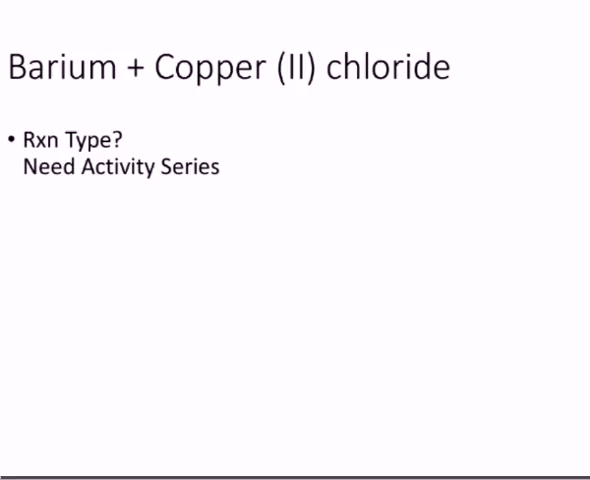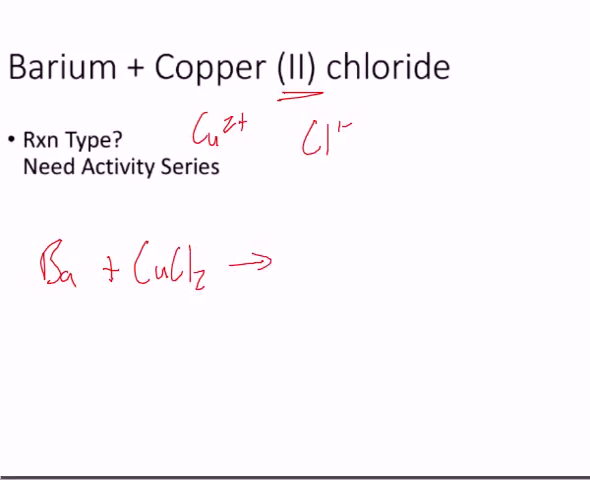Barium. What's my formula for barium? Ba. All right. Plus copper 2 chloride. What does this Roman numeral 2 mean? Whose charge? Copper. Okay. So I've got Cu 2 plus. What's chloride's charge? 1 minus. Okay. So Cl 1 minus. Crisscross it up. What's my formula going to be? Okay. Not difficult, right? You need to do that every time.